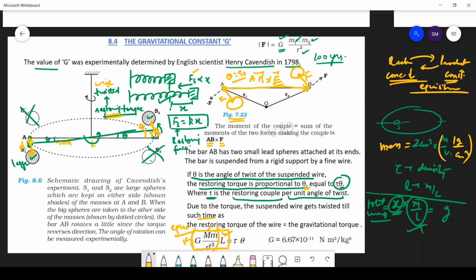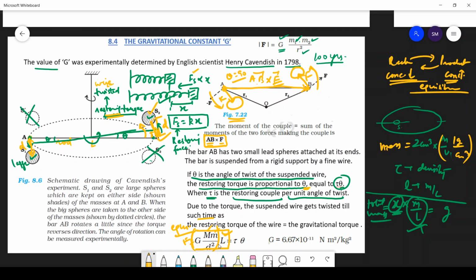So what is this force? This force is definitely G m1 m2 upon r square. So G, mass of the larger sphere into the mass of the smaller sphere, and the distance between their centers is d. So G m1 m2 by r square. This force is acting like this, and it is rotating, so they will be adding up and multiplied with L. So AB into F. That's the formula, AB into F.